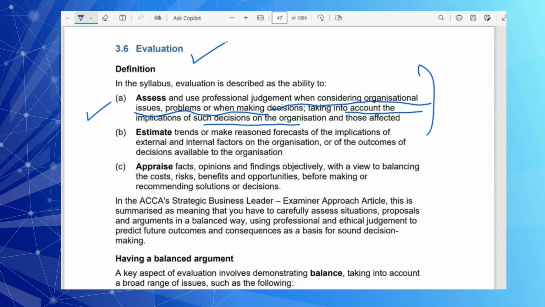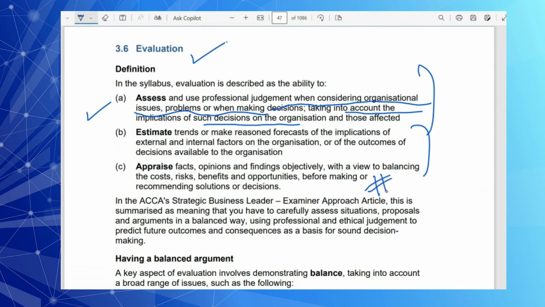You can apply the same technique for budgeting also. Estimate trends to make responsive forecasts of the implication. Then appraise fact, opinion, and findings objectively with a view of balancing the cost. These are very much relating to your understanding.